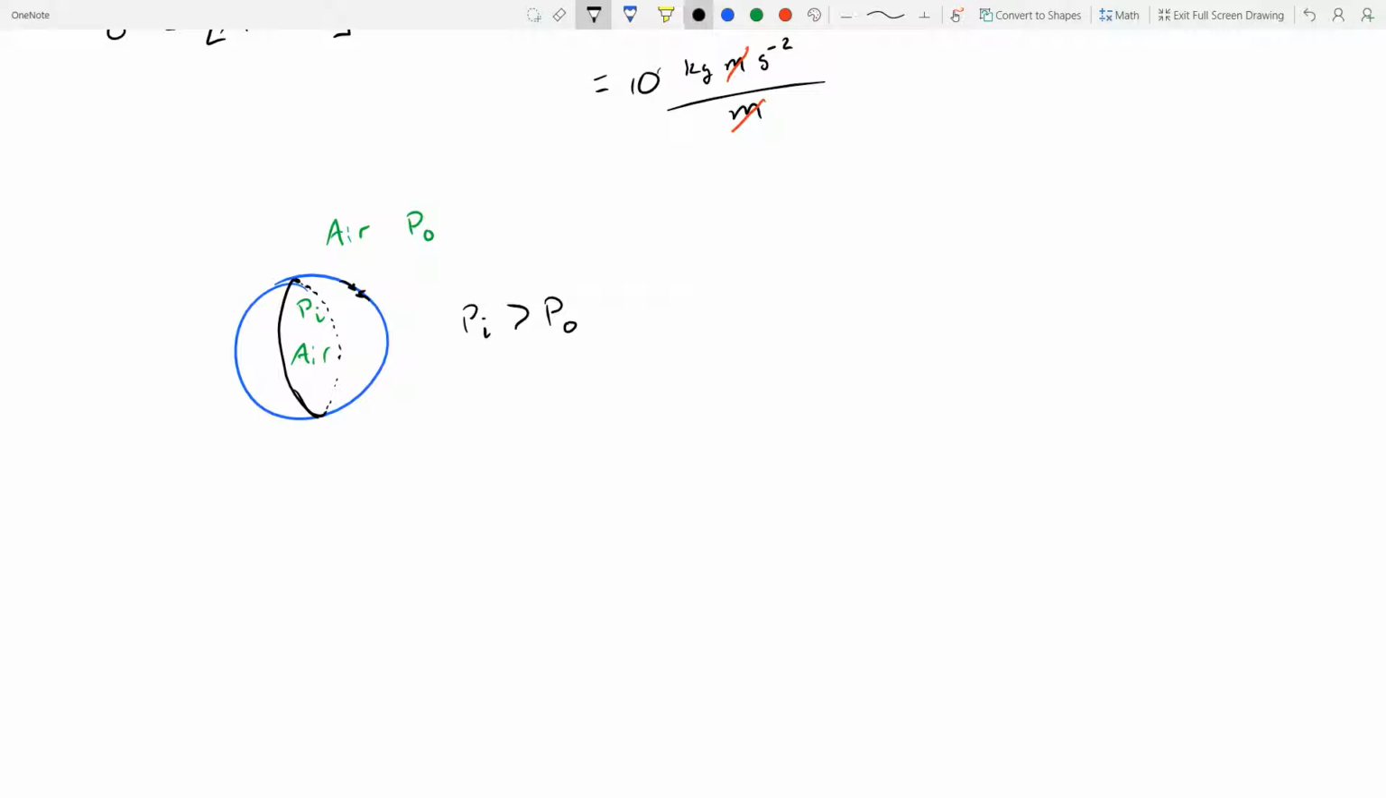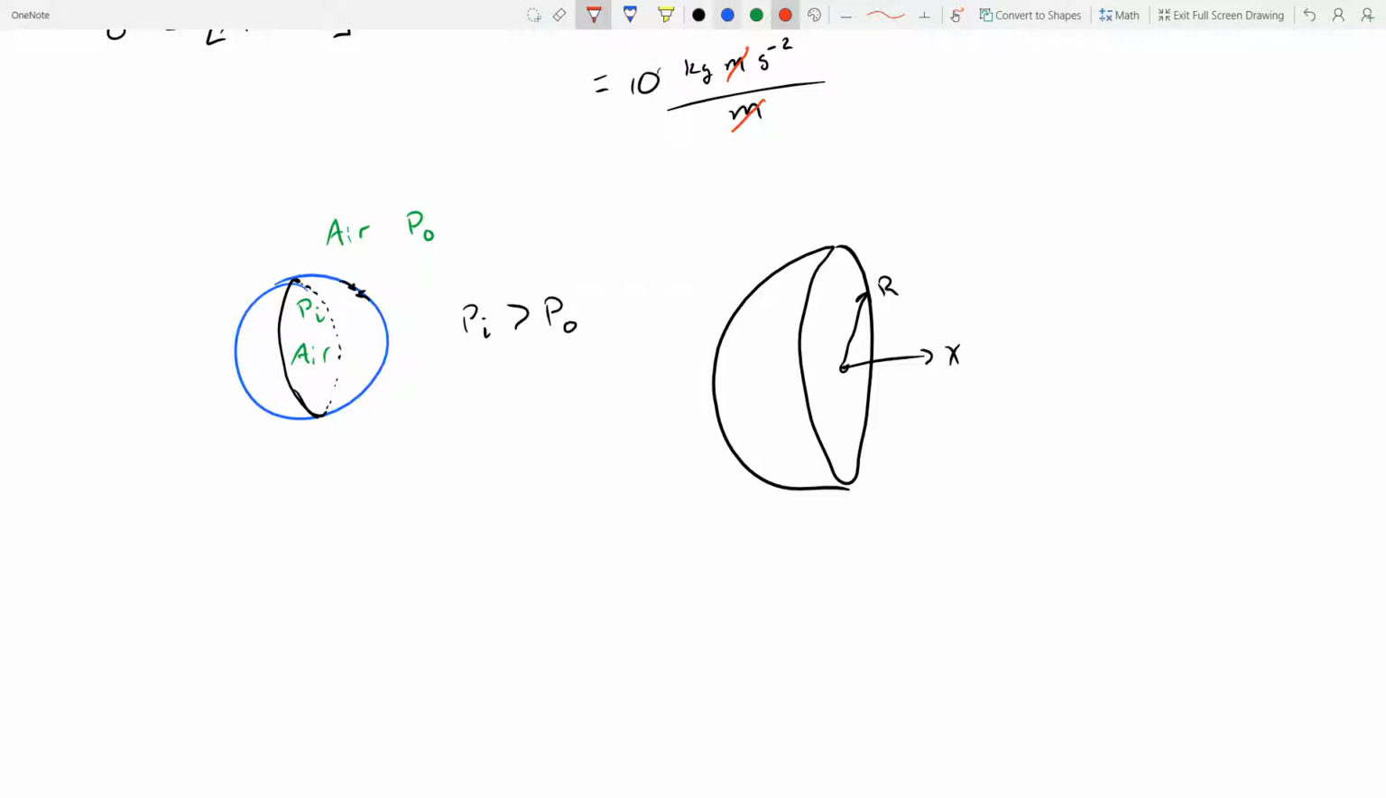Let's cut the soap bubble in half and draw a free body diagram of this hemispherical half of the soap bubble. Okay, let's assume that this is the x direction. This has a radius of r.